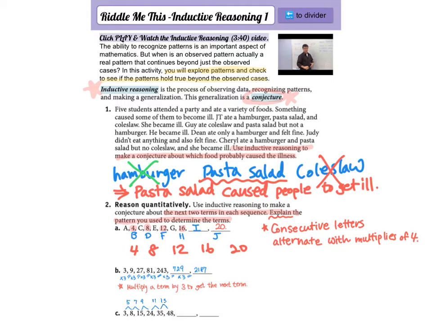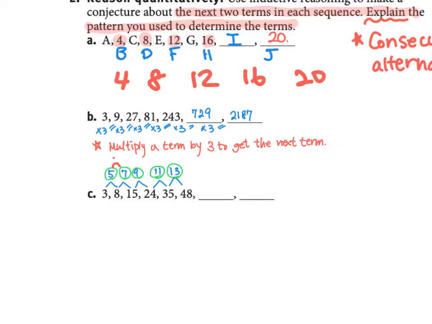Did you find the pattern? Look: 5, 7, 9, 11, 13. It increases by 2, right? So what should be the next number to add on to the next term? That's right, 13 plus 2 is going to be 15, right? So 48 plus 15 should be 63. And 63 plus 17 will be 80.